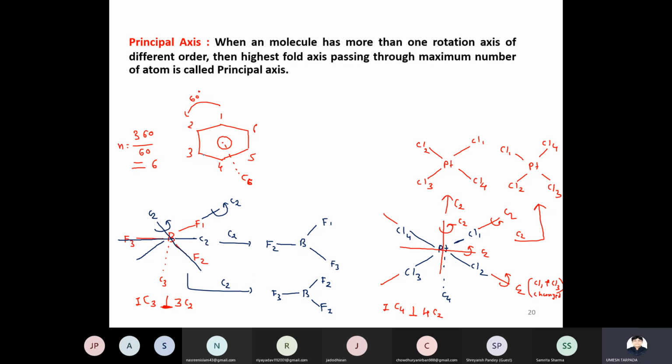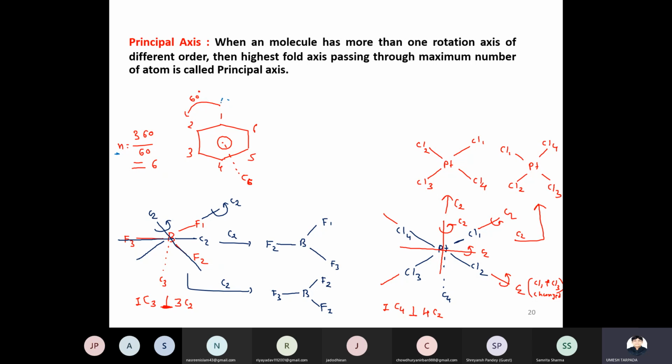C2 is called two-fold axis, C6 is called six-fold axis, C3 is called three-fold axis, C4 is called four-fold axis. So see, highest pole is here C6. If fold is highest, n is highest, then angle is lowest. If angle increases, then fold decreases. Okay, these two are inversely proportional.